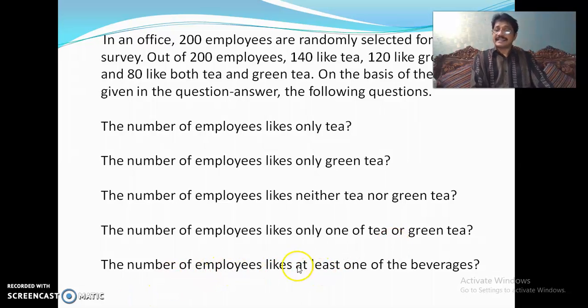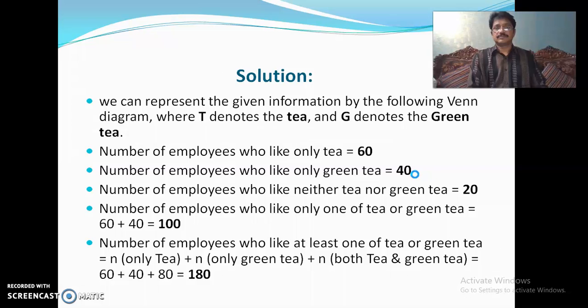Okay. So now we will see the solution here. We can represent the given information by the following Venn diagram, where T denotes tea and G denotes green tea. So the number of people who like only tea is 60, as you know. The number of employees who like only green tea is 40. The number of employees who like neither tea nor green tea is 20.